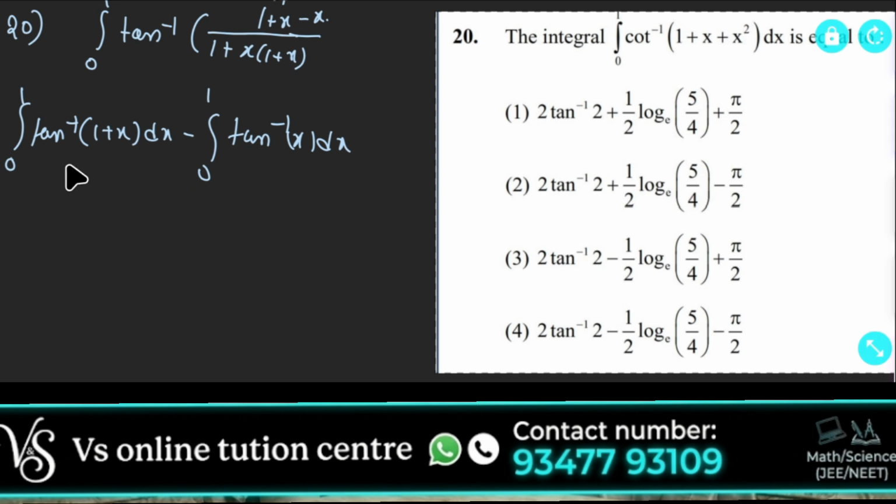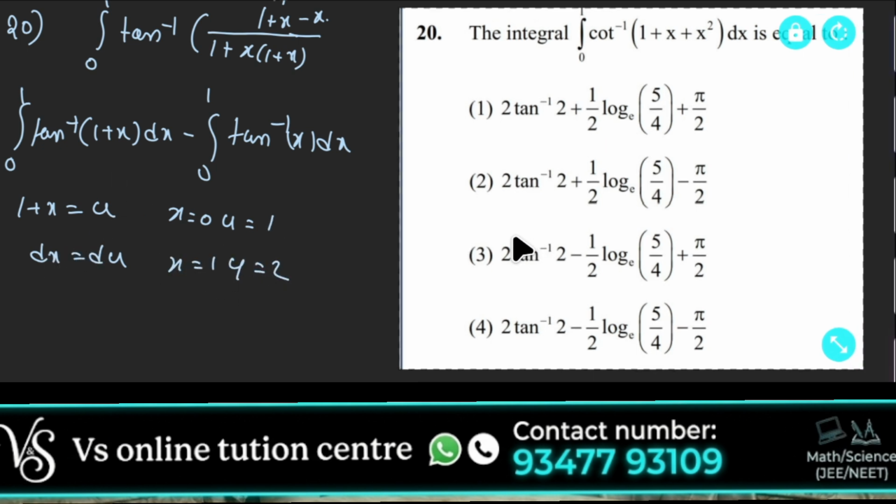Integrating both sides. Before integrating, 1 plus x is equal to u. So dx is equal to du. When x is equal to 0, u is equal to 1. When x is equal to 1, u is equal to 2. So now replace the values.